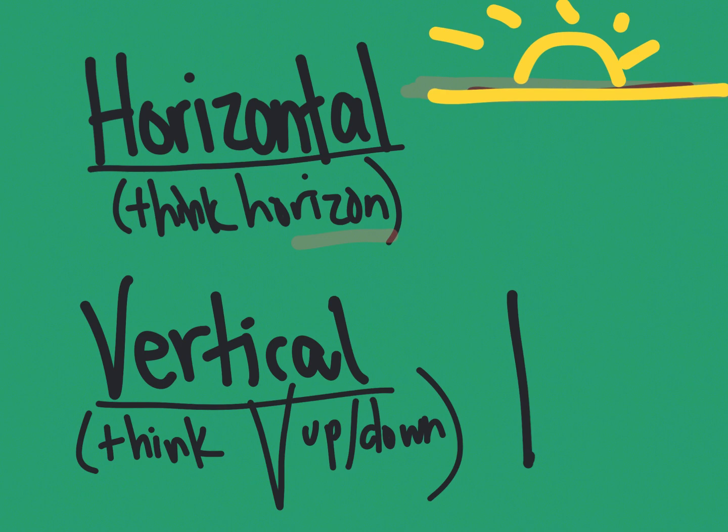Like the sun coming up. This is the horizon. And then think vertical. Vertical is up and down. V for vertical, it's kind of up and down like that. So horizontal and vertical.